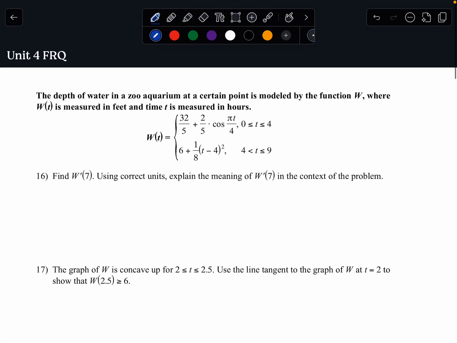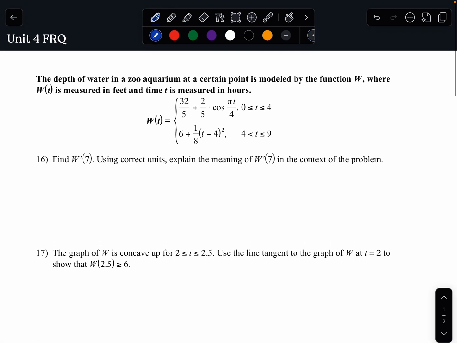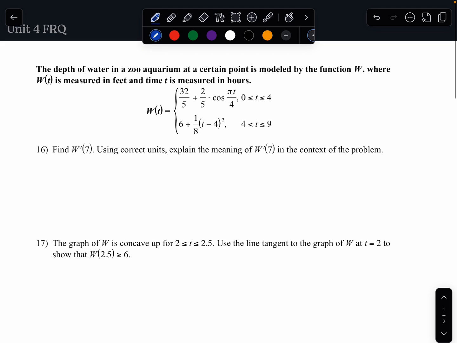Hey guys, I'm going to go through the FRQ for the upcoming test on Chapter 4. This will be the only one that will be on the test, although I might adjust values here and there, but we'll see.